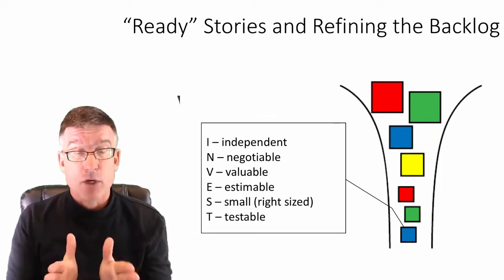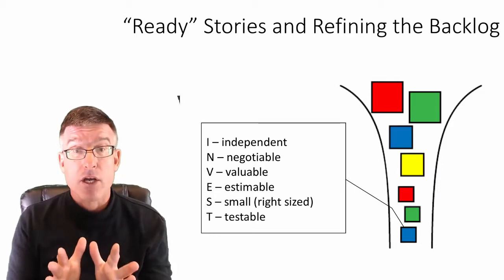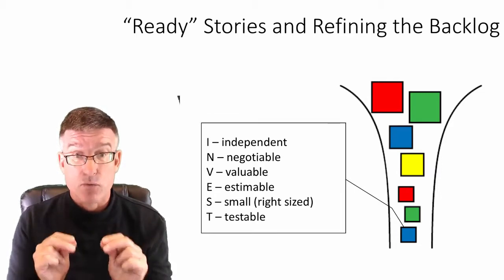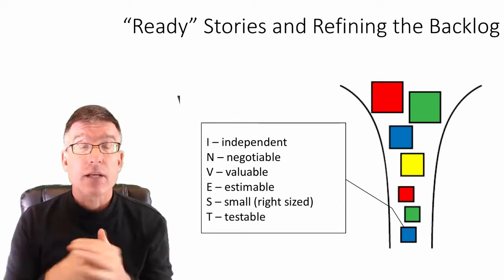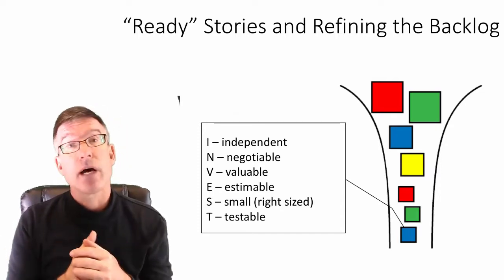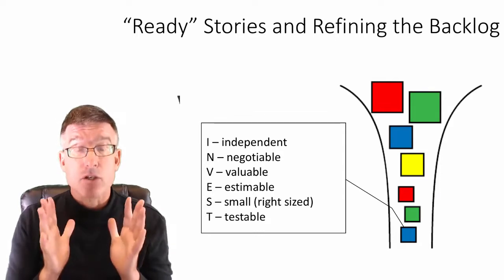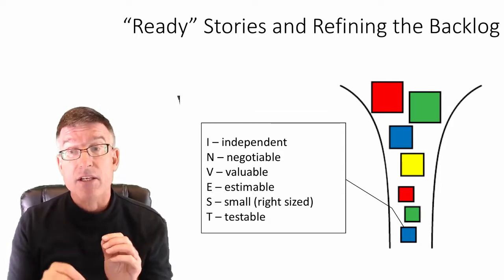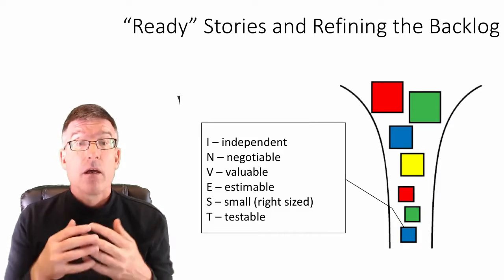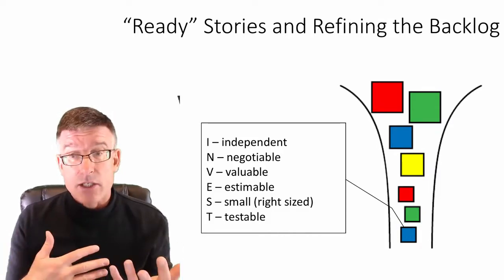I think estimable is a really good criteria for determining if a story is ready. Simply, if the team can't put an estimate on that story, it means you don't know enough about the story to do that. That means there's major gaps in your knowledge about the story, and it's simply not ready to take into the sprint. Small or right-sized.